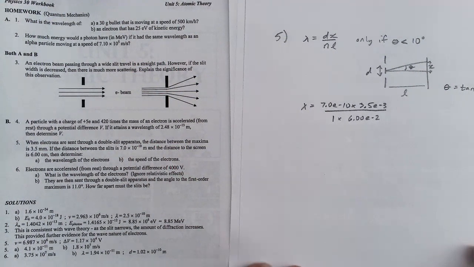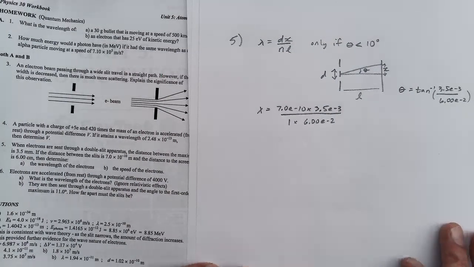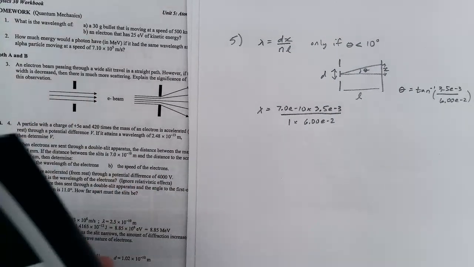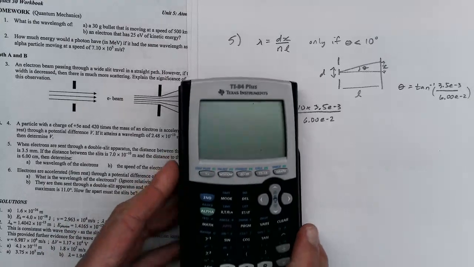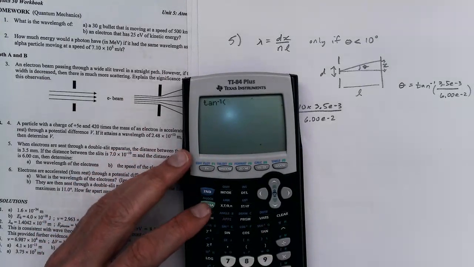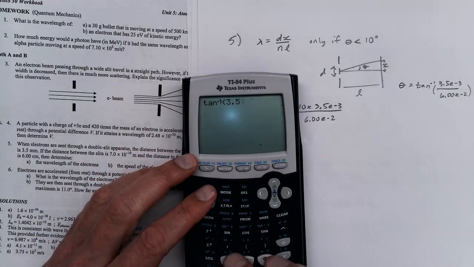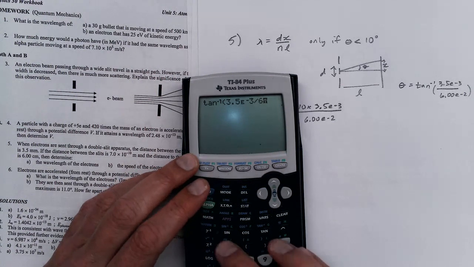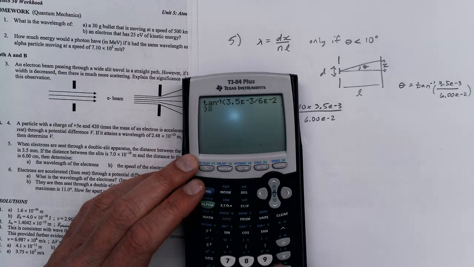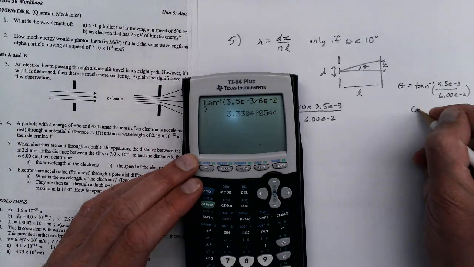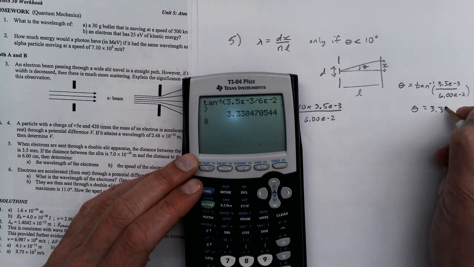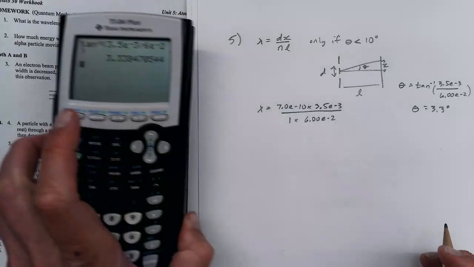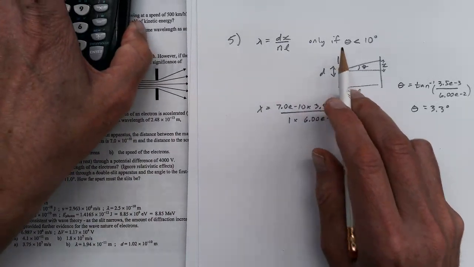So you can calculate the angle and make sure it's less than 10 degrees if you wish. But if you visualize it, it certainly is. Yeah, it's like 3.3 degrees, which is far less than 10 degrees. So this approximation is just fine to use.